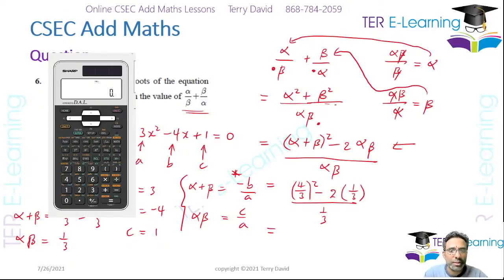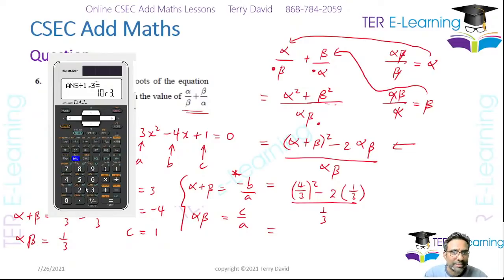How am I doing this now? It's 4 over 3 squared. So 4 over 3, I'm using the fraction part of my calculator. I'm squaring that, right? So I should get 16 over 9. It gave me an improper fraction here, that's fine. Minus 2 by 1 third, so it's 2 multiplied by 1 over 3, close the brackets, equal, and then I'm going to divide that answer by 1 over 3. And what I'm going to get is 3 and 1 third, right?